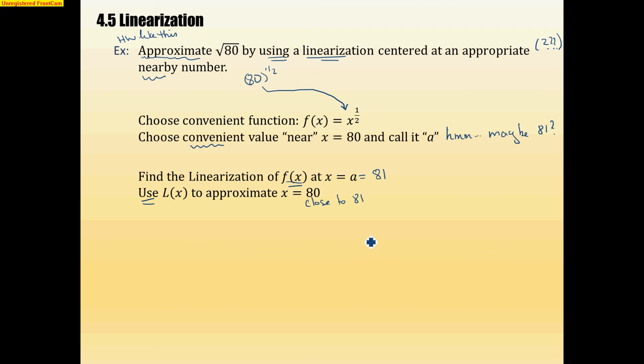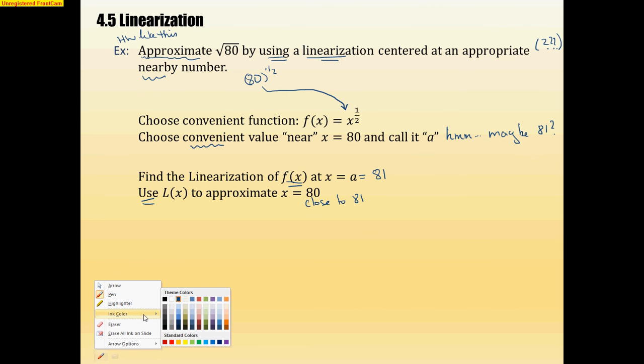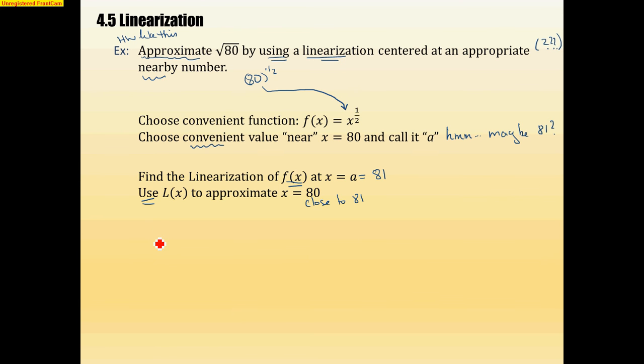So what do I need to do? I already chose A, and this is what makes this problem kind of hard. I chose A, the book didn't give it to me. If I choose A to be 81, what is f of 81? True? Don't anybody tell me that's plus and minus 9, please. The answer is 9. 81 to the 1/2 is a 1-to-1 function. The answer is 9.